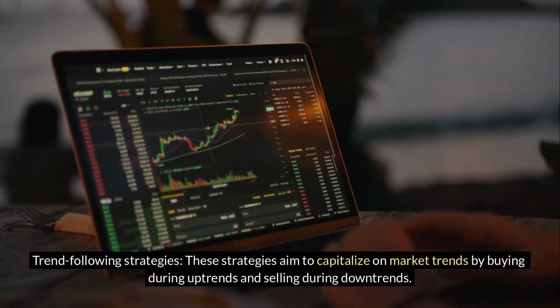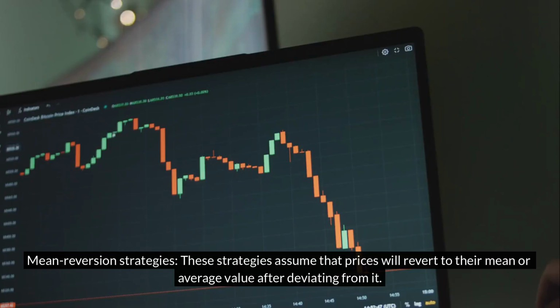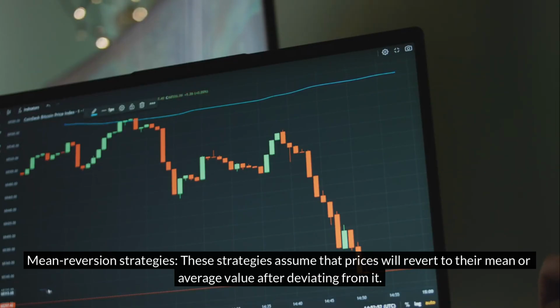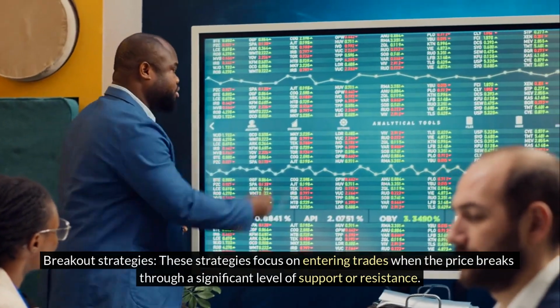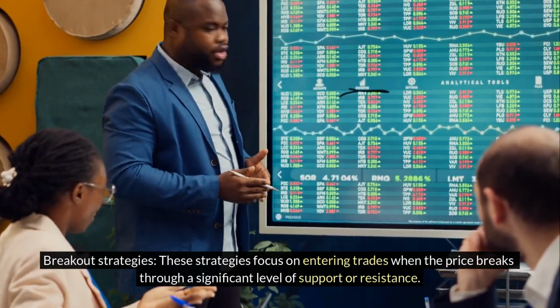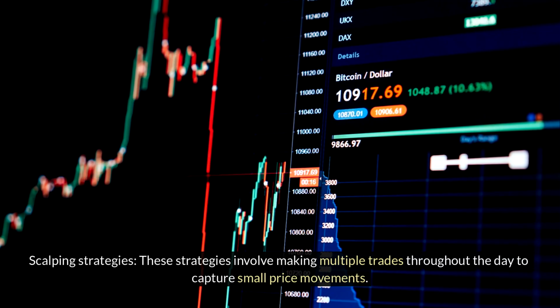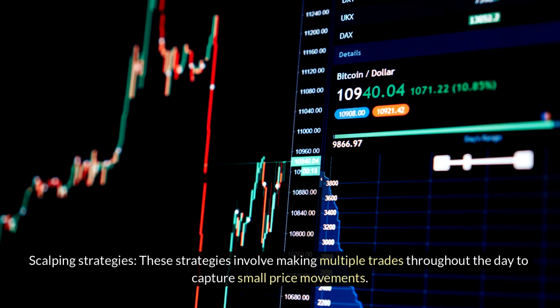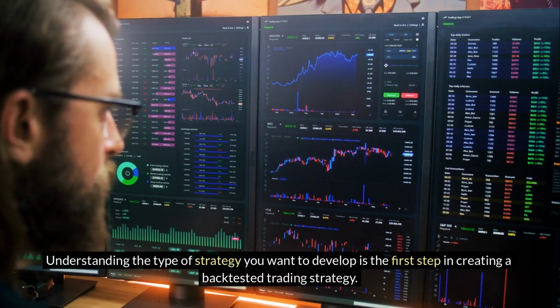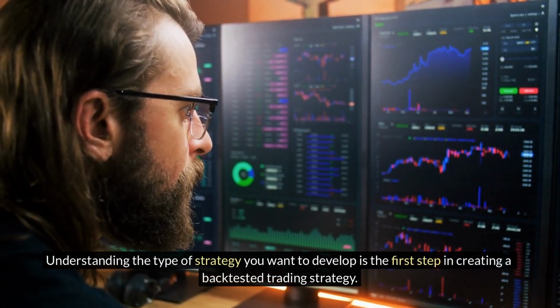These strategies aim to capitalize on market trends by buying during uptrends and selling during downtrends. Mean reversion strategies. These strategies assume that prices will revert to their mean or average value after deviating from it. Breakout strategies. These strategies focus on entering trades when the price breaks through a significant level of support or resistance. Scalping strategies. These strategies involve making multiple trades throughout the day to capture small price movements. Understanding the type of strategy you want to develop is the first step in creating a backtested trading strategy.